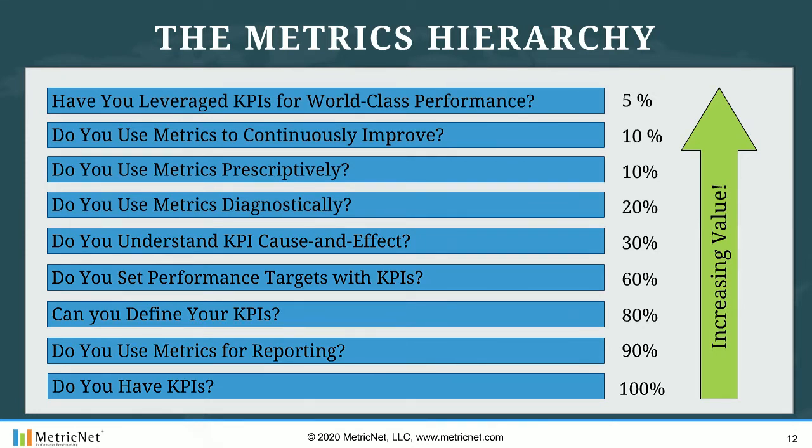Only about 5% of the organizations, whether they're contact centers, service desks, or desktop support organizations, can truly say that they've achieved world-class performance. But the arrow on the far right side tells the whole story here. As you move up the hierarchy, the value increases dramatically. You don't get much value out of just having metrics and just doing reporting and defining your metrics and setting performance targets.